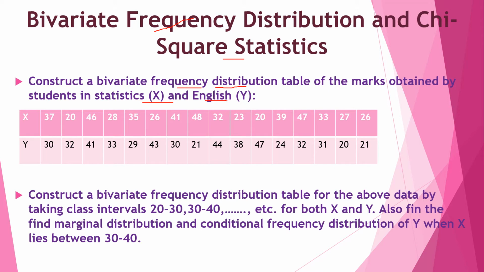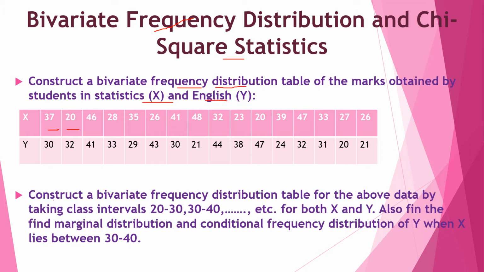It is very important. The values of X are given: 37, 20, 46 and so on. The values of Y are also given to us. So along with these values of X and Y, we are going to construct the table.